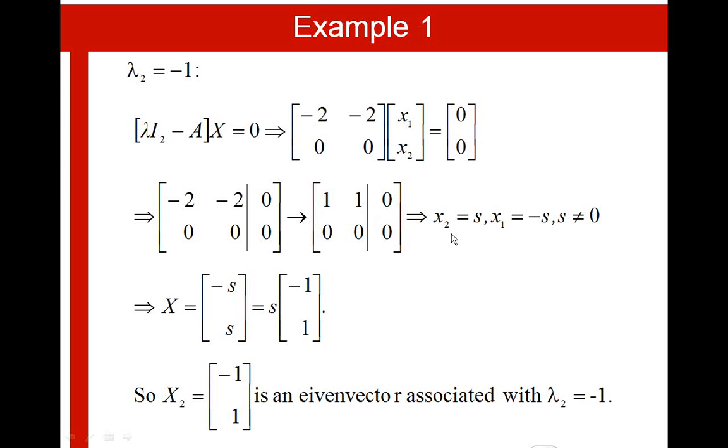It is clear here that x2 is equal to s, where s belongs to R, the set of real numbers, and x1 is equal to minus s. So then x is equal to minus s and s. If we take s as a factor, therefore x is equal to s times minus 1 1. So then x2, which is equal to the vector minus 1 1, is the eigenvector that is associated with lambda 2 equal to minus 1.